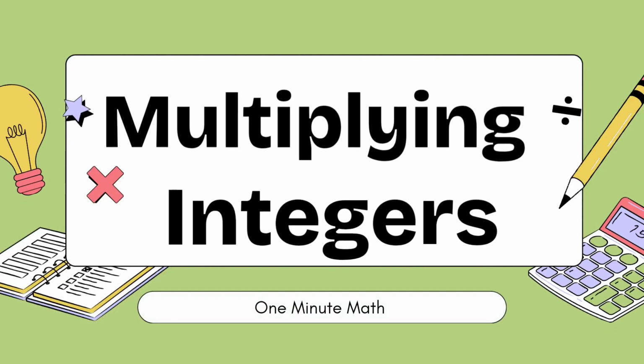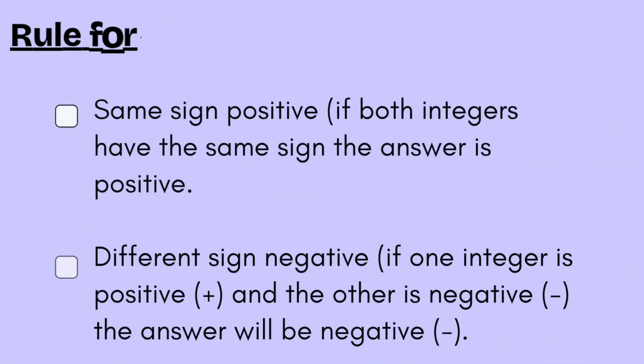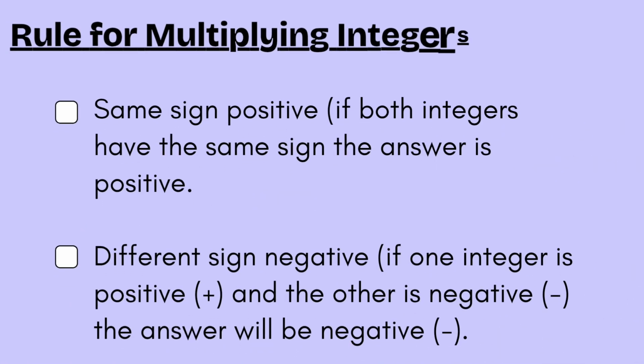Today we're going to be talking about multiplying integers. There's two rules for multiplying integers. First, if the signs are the same, both are positive or both are negative, the answer will be positive. If they're different signs, one is negative, one is positive, the answer will be negative.